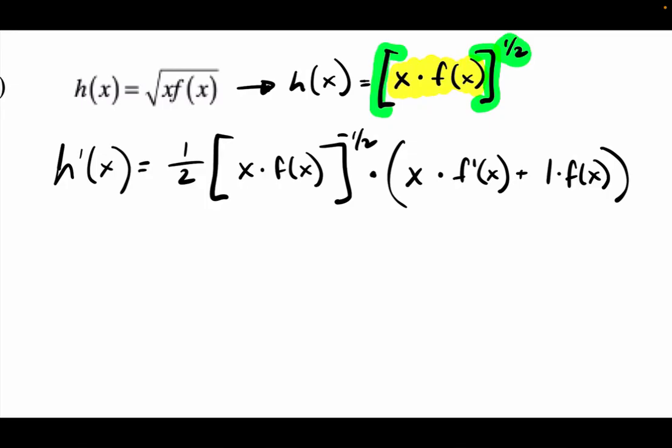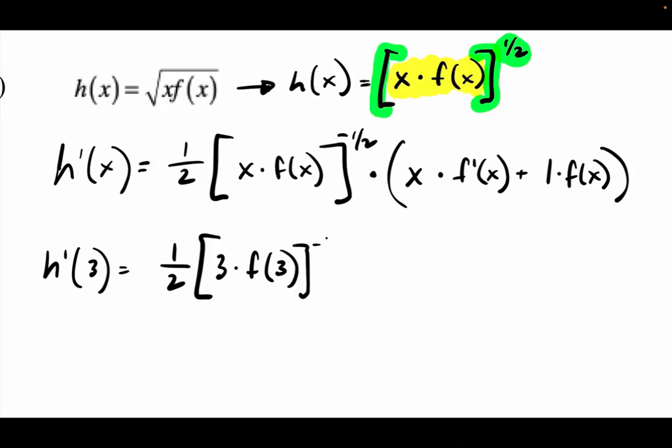The only other thing I have to do is put a 3 everywhere there's an x. So I have 1/2. Everywhere there's an x, I put a 3. 3 times f of 3, negative 1/2 power, times 3 times f prime of 3 plus 1 times f of 3.